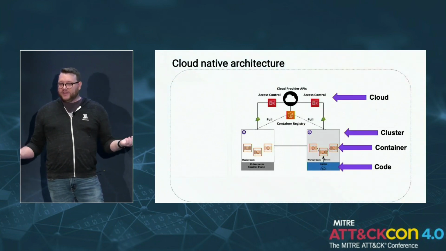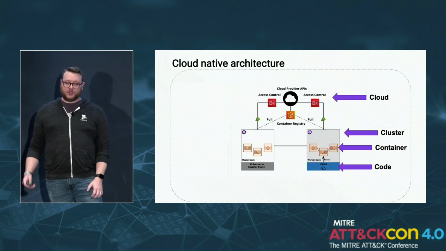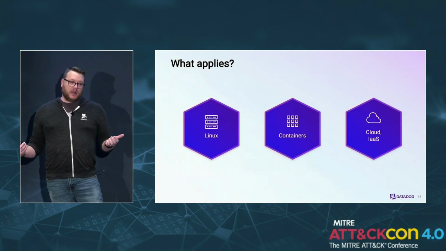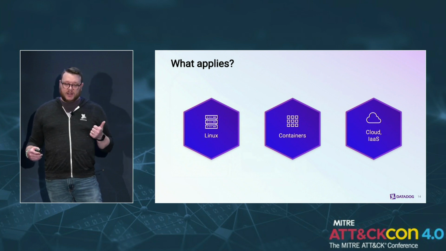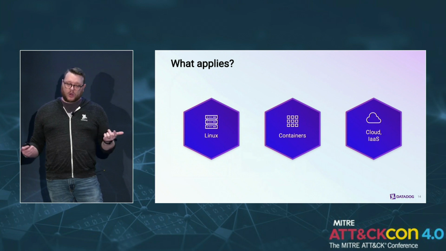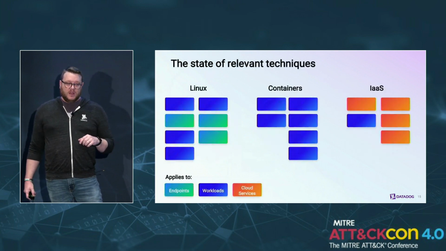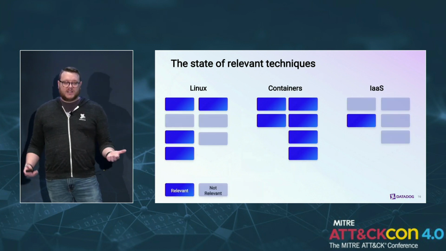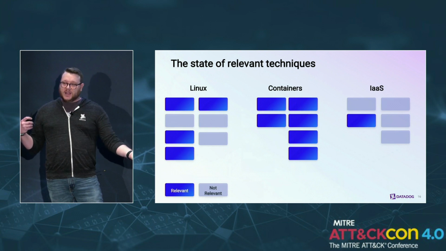If we apply that to the previous diagram that we showed earlier, we also see cloud, cluster, container, and code laid out in that full architecture diagram. So what applies today from a matrices standpoint? We have Linux, containers, and cloud or infrastructure as a service. The state of relevant techniques is across our different matrices here. But to break it down, we look at relevant techniques and not relevant techniques for cloud native workloads.